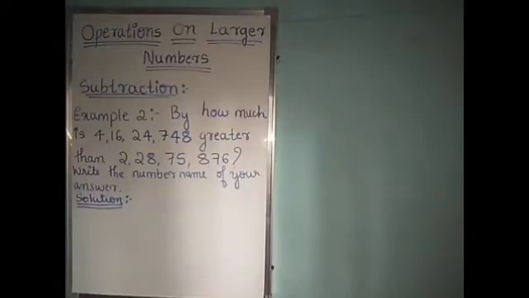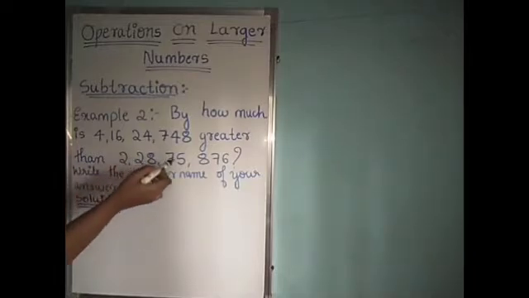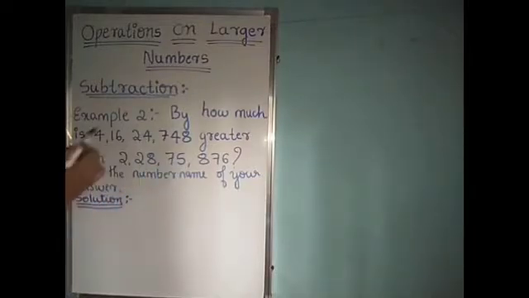Dear students, in the last video we solved example 1 and exercise questions. Today we will solve example 2. By how much is 4 crore 16 lakh 24,748 greater than 2 crore 28 lakh 75,876? And write the number name of your answer.